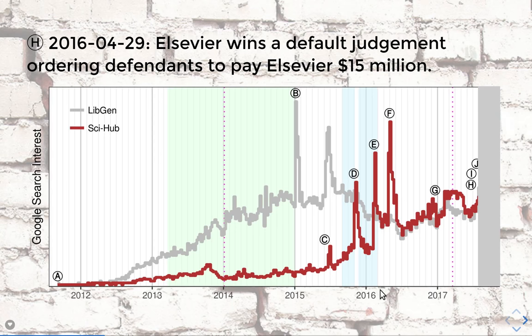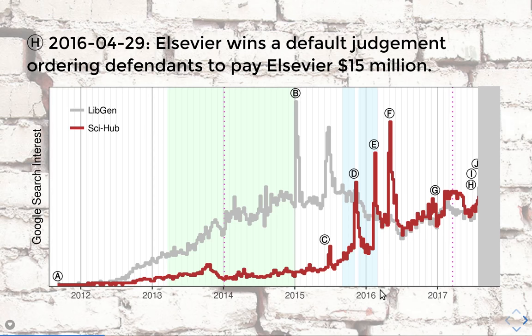Under the US statutes, the law, the punishment for one instance of copyright violation is a maximum of $150,000. So 100 works times $150,000 equals $15 million.